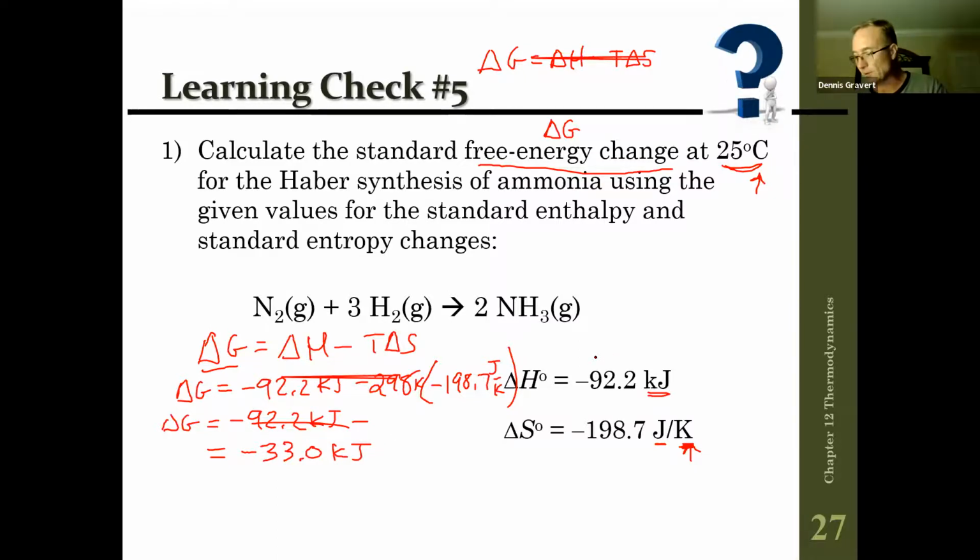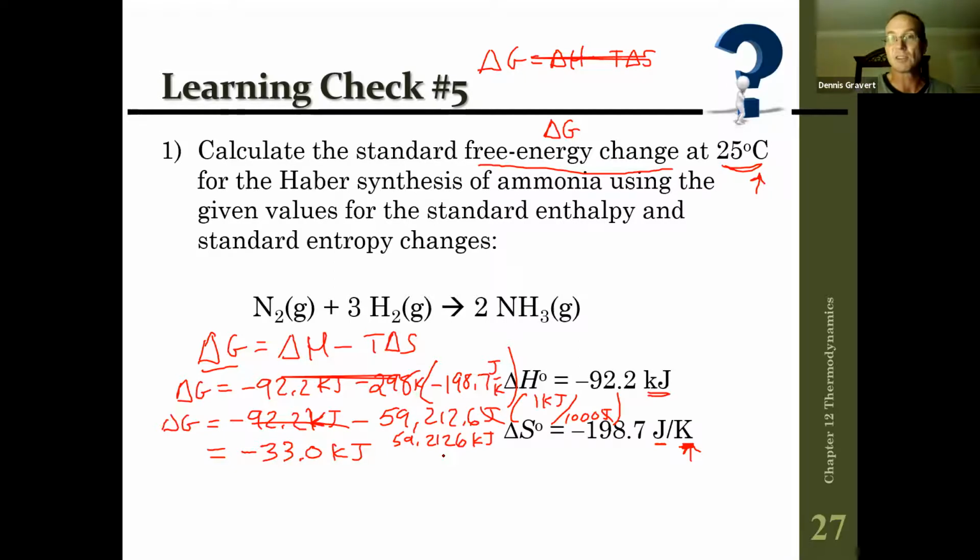Let me grab my calculator real quick, and we'll do that together. We got 298 times 198.7. That's 59,212.6 joules, but this one is in kilojoules. So what I did is I left it in kilojoules. I multiplied by 1 kilojoule divided by 1,000 joules. That's a conversion factor, the joules cancel out. That tells me I've got to divide by 1,000. So this is 59.2126 kilojoules. There we go. 92.2 minus the 59, whatever, to 3 sig figs is a negative 33.0 kilojoules.